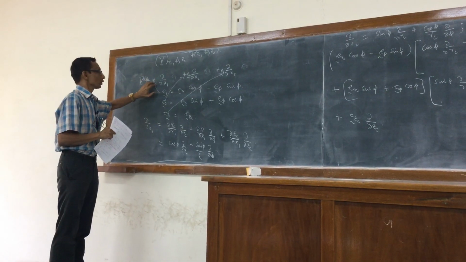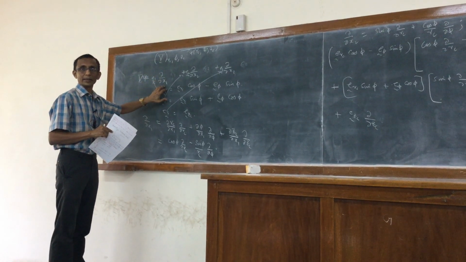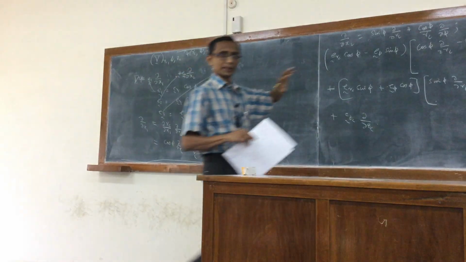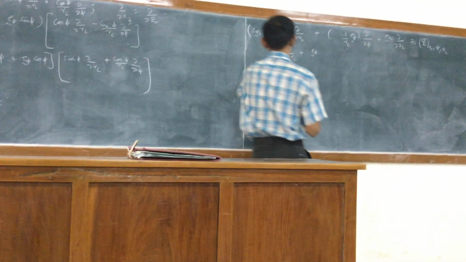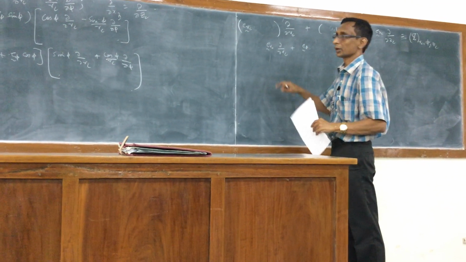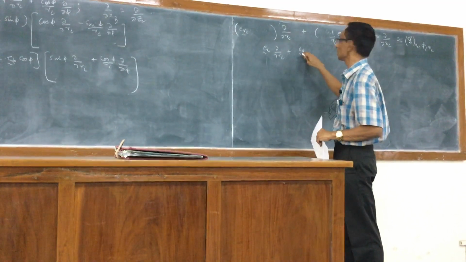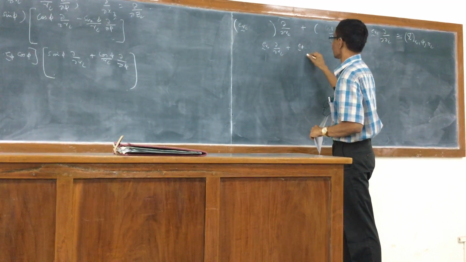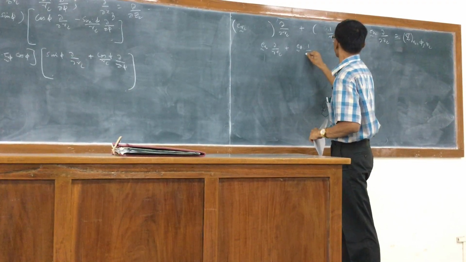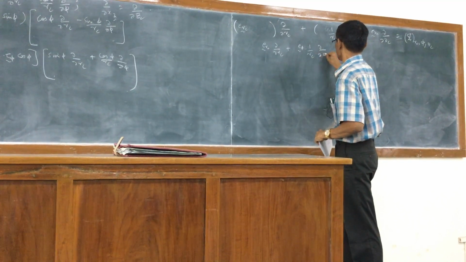So the component of e1 has d by dx1. Similarly, very similar to this, the component of e rc has d by d rc. Right? The component of e phi has 1 over rc d by d phi.